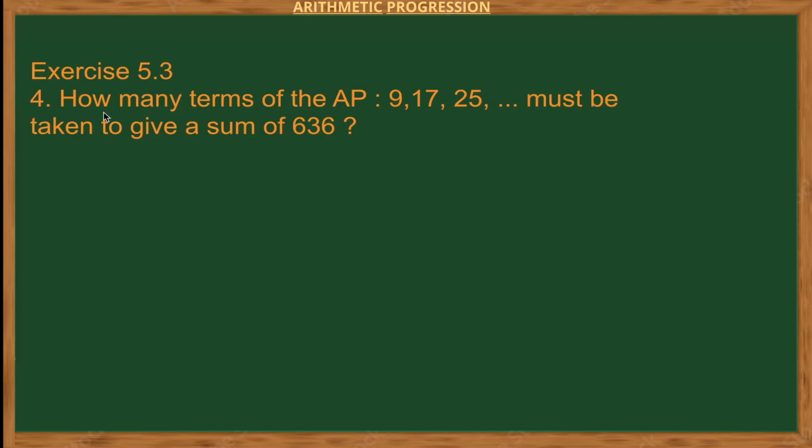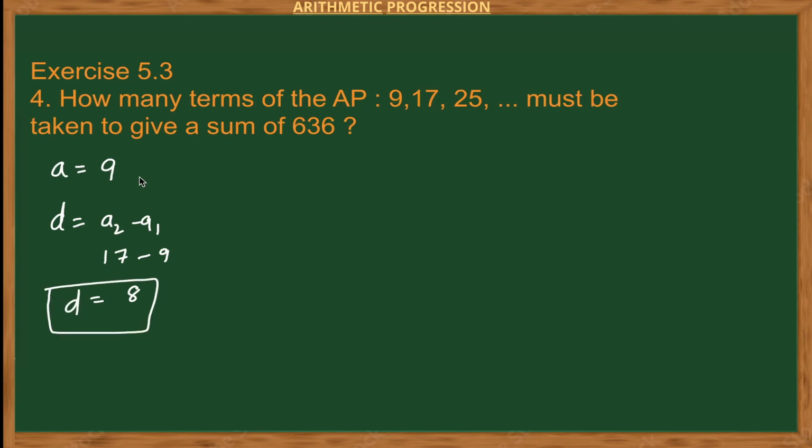Okay students, let's read the question here. How many terms of the arithmetic progression 9, 17, 25 must be taken to give a sum of 636? We have the sum, we need to find how many terms, that means n. What has been given here is A, the first term, 9. Is the difference given? Yes, we can retrieve the difference, A2 minus A1. What is A2 here? 17 minus 9, which will be 8. So we have the value of D.